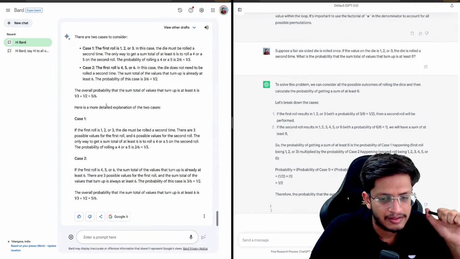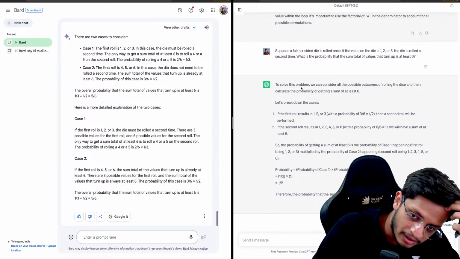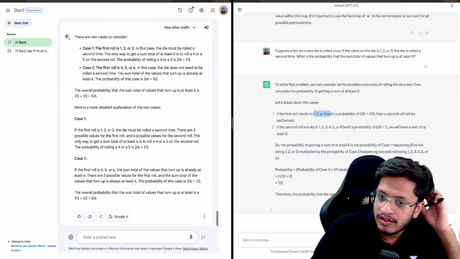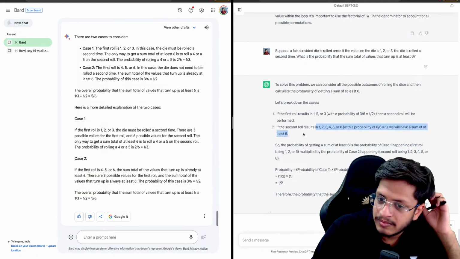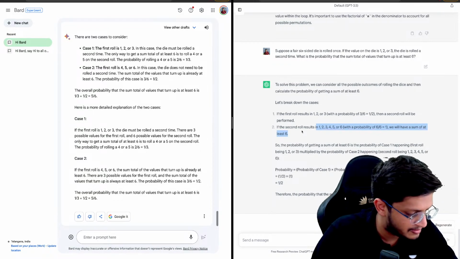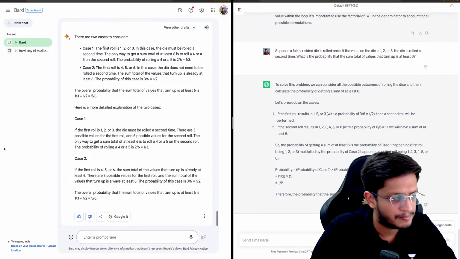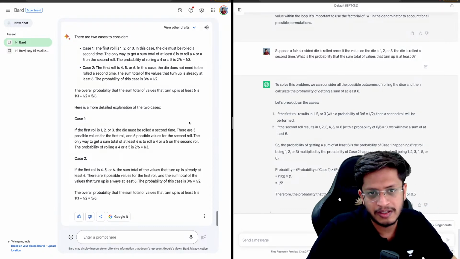Here GPT is saying, to solve this problem we consider the possible outcomes of rolling the dice and then calculate the probability. Let's break down: the first roll results in 1, 2, or 3, and the second roll will be performed. If the second roll results in, we will have a sum. This is wrong. This is way off. Okay, so I hope you got it. The main point here was that you need to be very careful.